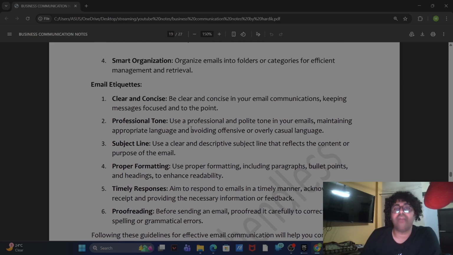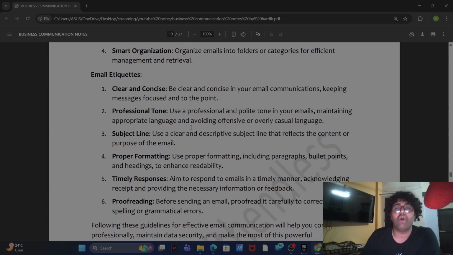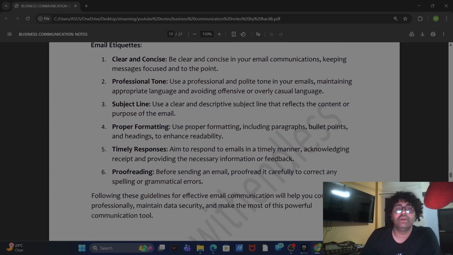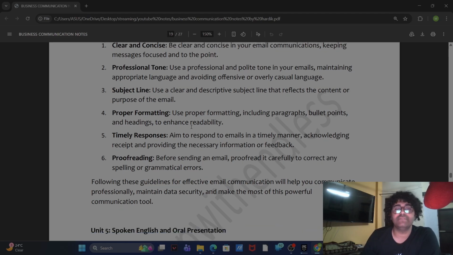Clear and concise. Be clear and concise in your email communications, keeping messages focused and to the point. Professional tone. Use a professional and polite tone in your email, maintaining appropriate language and avoiding offensive or overly casual language. Subject line. Use a clear and descriptive subject line that reflects the context or purpose of the email. Proper formatting. Use proper formatting, including paragraphs, bullet points, and headings to enhance readability.